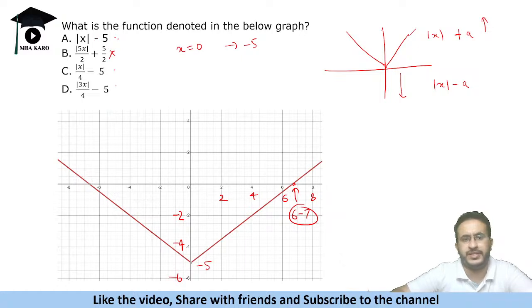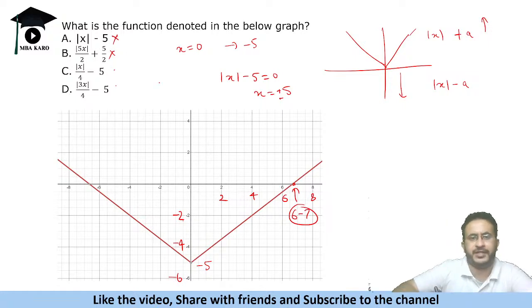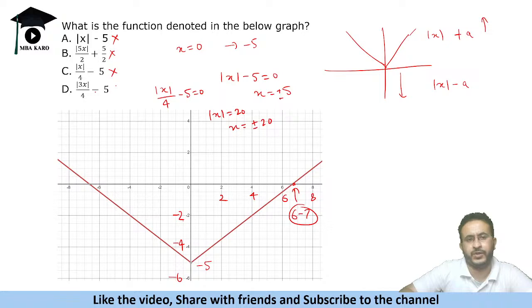So if we put this equal to 0, mod x minus 5 equal to 0, that means x should be plus minus 5, which is not true, it is 6 point something. Second, if you take x by 4 minus 5 equal to 0, then mod x should be 20, x equal to plus minus 20. This is not 20, this is 6 point something. So by elimination this should be the answer.